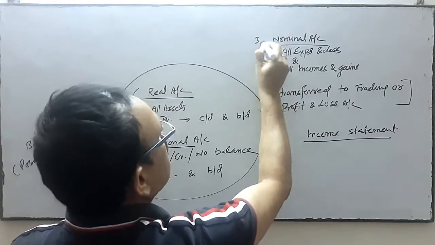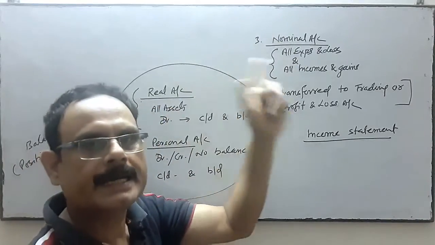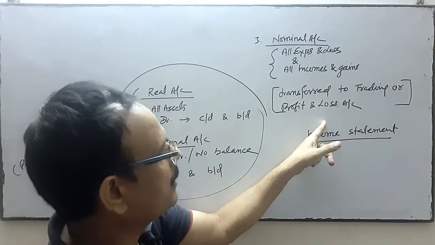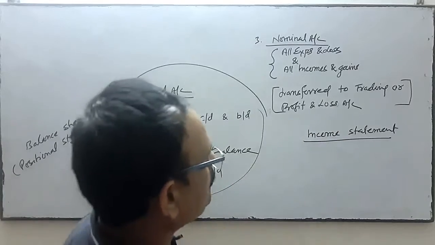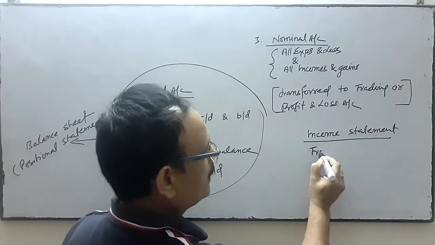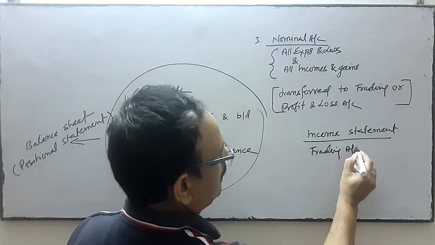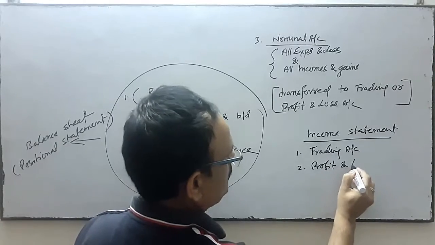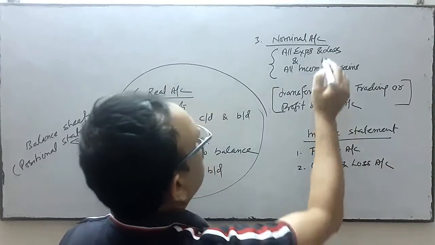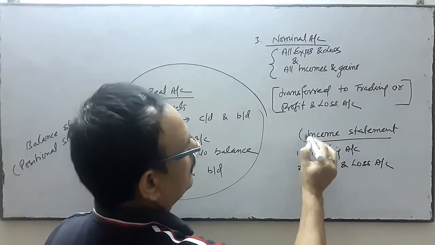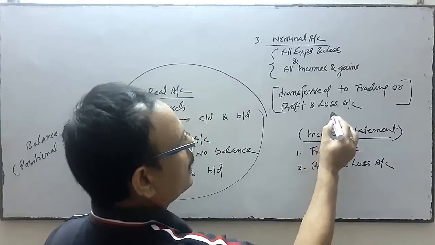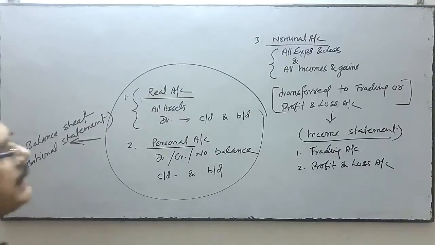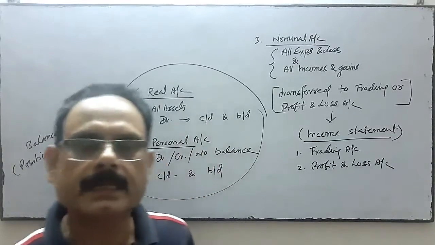But as far as the nominal account is concerned, the nominal account balance is not carried down and brought down. That balance is transferred to the trading account or profit and loss account, and through this balance we prepare the income statement, meaning trading account and profit and loss account. But from the other balances we prepare the balance sheet, and that is your positional statement.